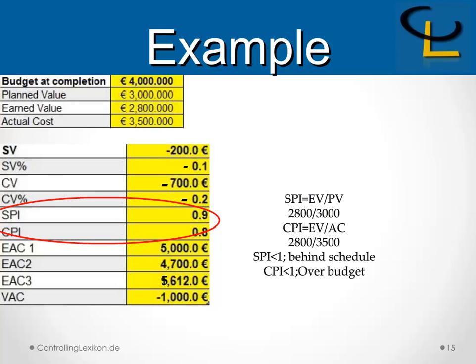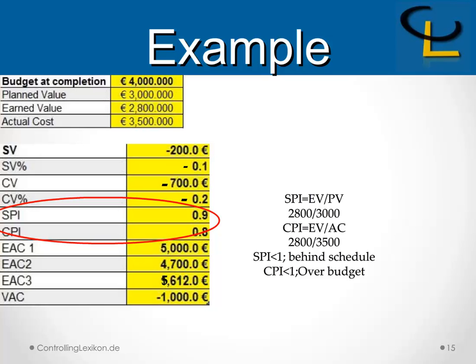And now we will calculate the Schedule Performance Index, which is earned value divided by planned value, 2,800 divided by 3,800, and the result is 0.9. The Cost Performance Index, which equals earned value divided by the actual cost, is equal to 2,800 divided by 3,500, and the result is 0.8.